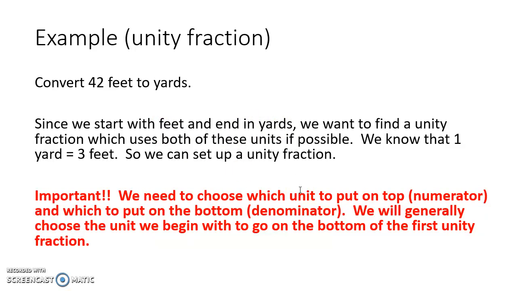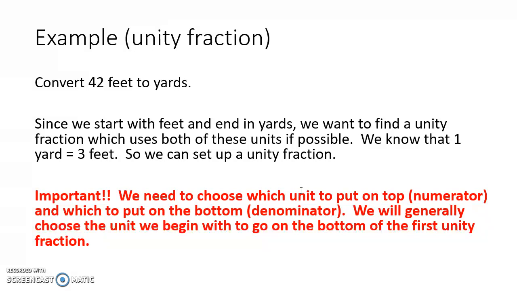And very important, so important I put it in red. We need to make sure that we choose the unit in the numerator, which is the one that we're going to eventually solve for. That's our unknown. The first unity fraction that we're going to set up, the denominator's unit will have to have the same unit as our original unit. And the reason being is that we're going to want to cancel units out. And in order to cancel units out, we need the same unit from both the top and the bottom of a fraction in order to cancel them out.